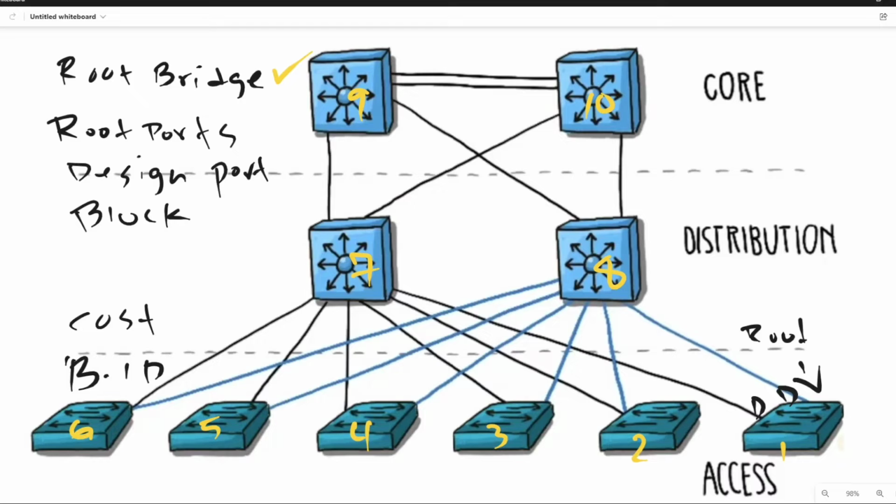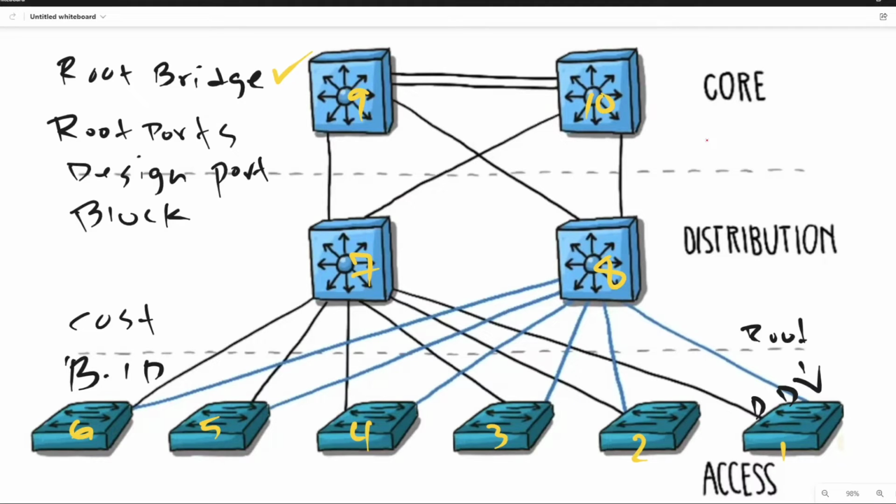Okay, so the root port will be the closest to the root bridge, right? It is the path with the lowest cost to reach the root bridge. So let's take a look at switch number 2. And the cost and the bridge ID will be the factors that spanning tree will take into consideration in order to assign the ports their different status.